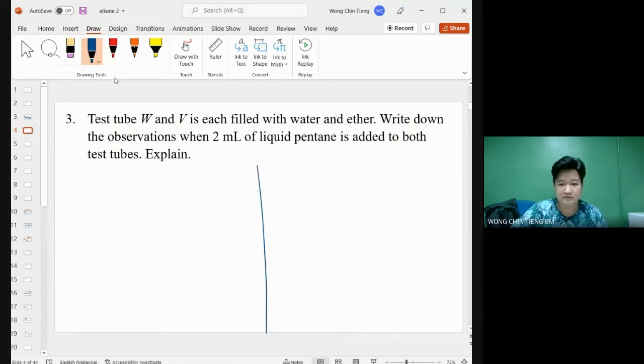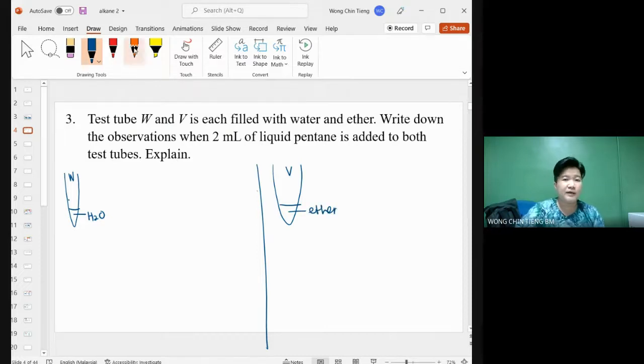Question 3, I have test tube W. That is my W. That is my V. One is filled with water. One is filled with ether. Write down the observation when 2 ml of liquid pentane is added. I add in pentane.